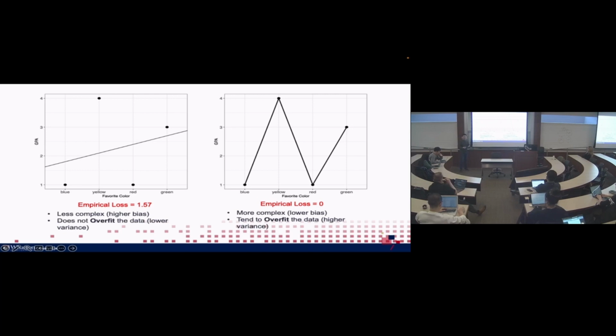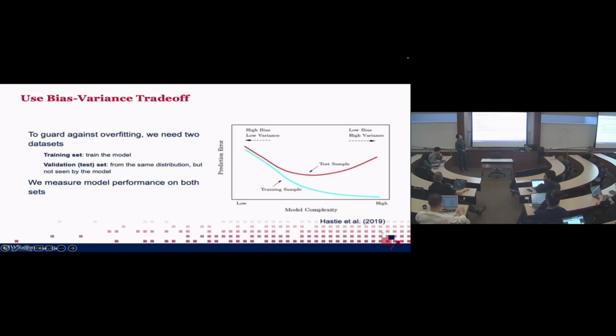It tends to overfit very often, right? That's what we want to guard against. And to guard against overfitting, we do not only have one data set, we have two data sets. We have a training set that is used to train our model, and we have a test and validation set to evaluate the model. Usually it's from the same distribution, and it can be not from the same distribution. But that's not so important. But usually it's from the same distribution.